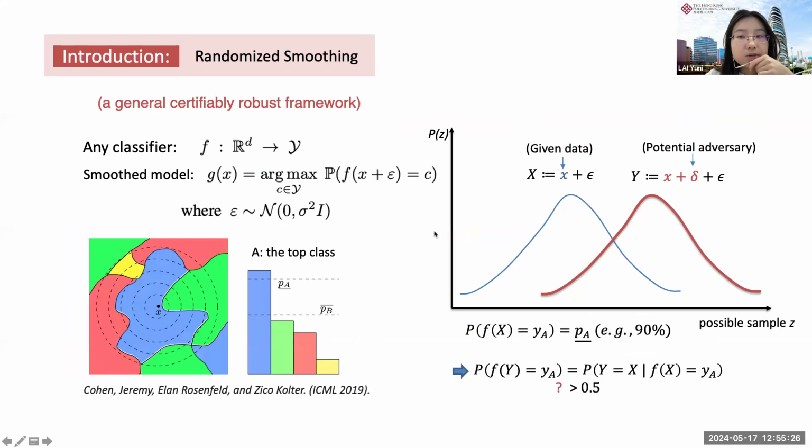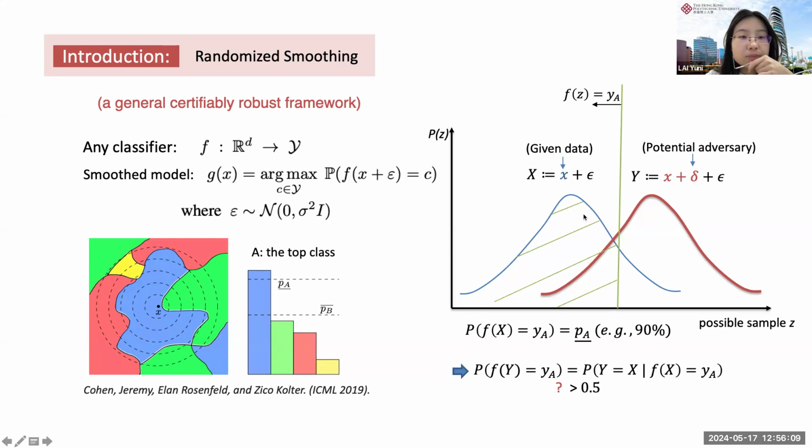Randomized smoothing is a general certifiably robust framework. Given an arbitrary classifier F, we can create a smooth model G. We first add some random noise to the input, and then the smooth model returns the majority vote over the noisy samples. The intuition behind randomized smoothing is that with the random noise, the distribution of the perturbed data has some overlap with the clean data distribution. As long as the input is the same, the classifier F must have the same prediction.